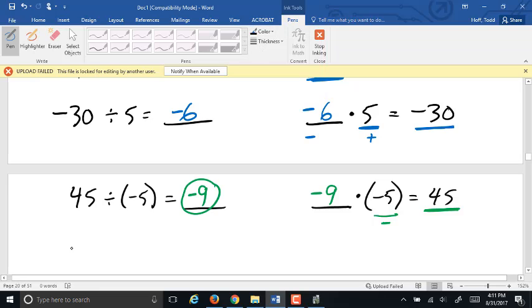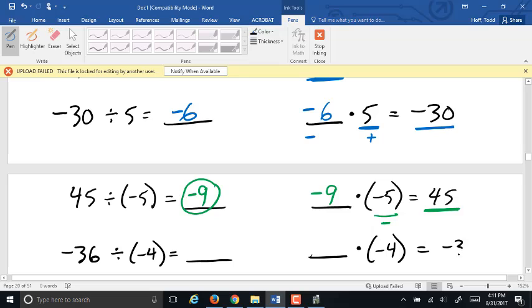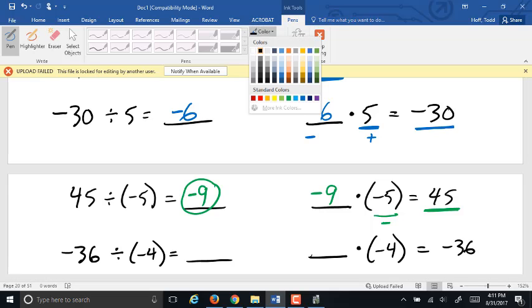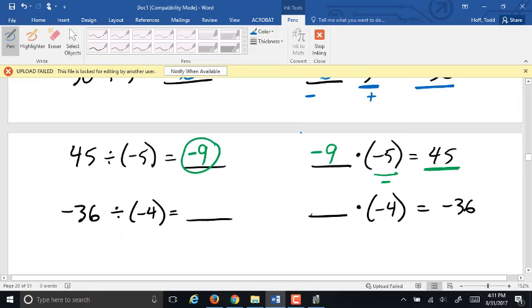And finally, we might have something like a negative 36 divided by a negative 4. And that is asking us what number times negative 4 equals a negative 36. So one more time, we're looking at the result of a multiplication is negative. For that to happen, we must be combining one positive and one negative. This number here is already negative. This one has to be positive. What times 4 is 36? 9. So it's a positive 9.